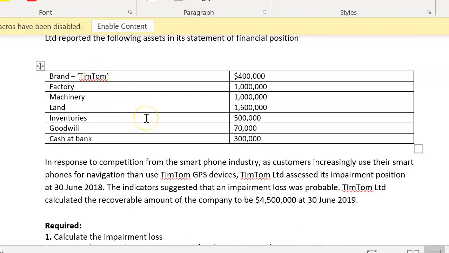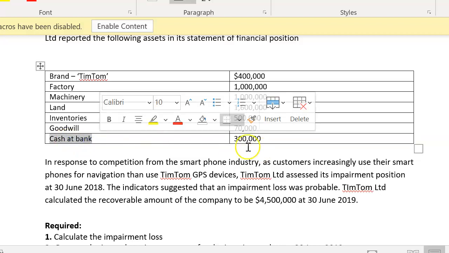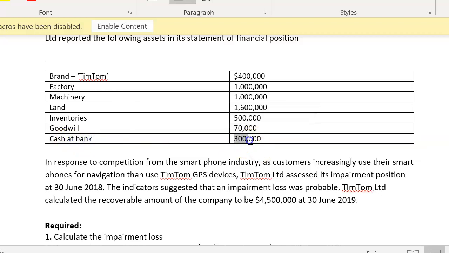Okay, now there are a few things you need to consider before assigning the impairment loss. Always remember, cash at bank does not impair. You do not impair cash at bank. Okay, so cash at bank must be excluded from the allocation of impairment loss.